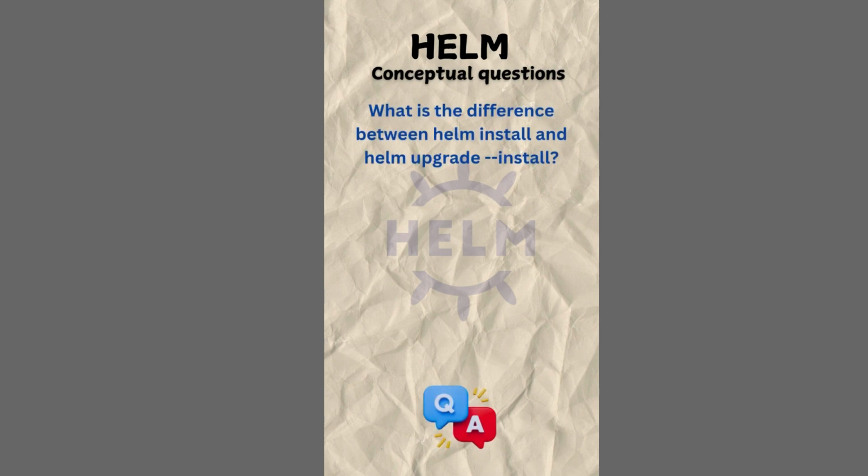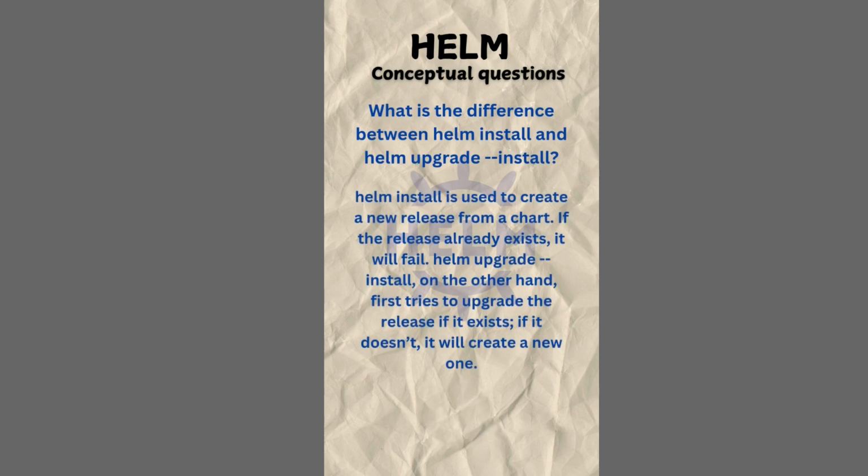What is the difference between helm install and helm upgrade --install? Helm install is used to create a new release from a chart. If the release already exists, it will fail. Helm upgrade --install, on the other hand, first tries to upgrade the release if it exists.